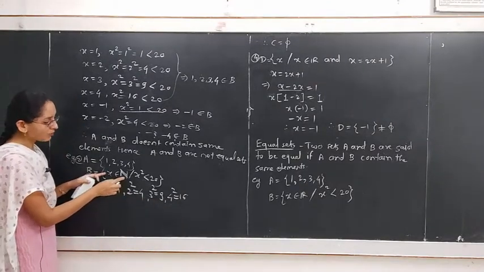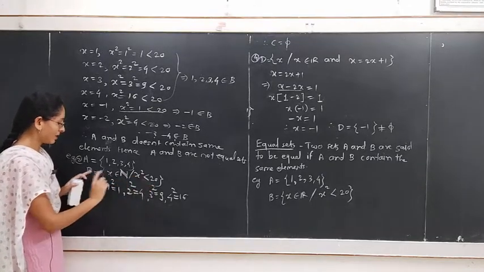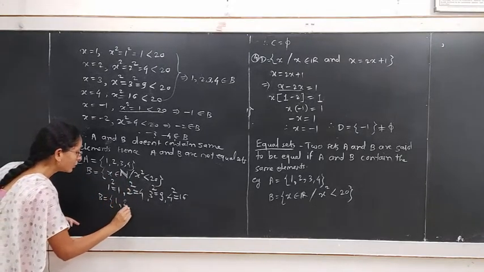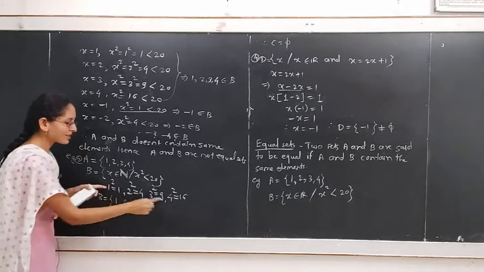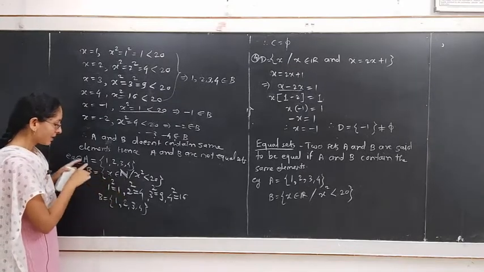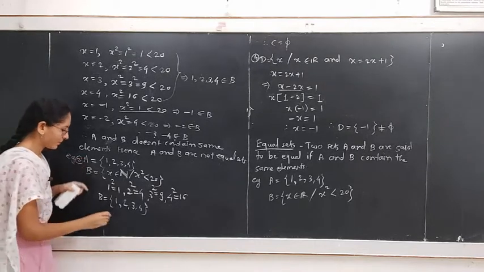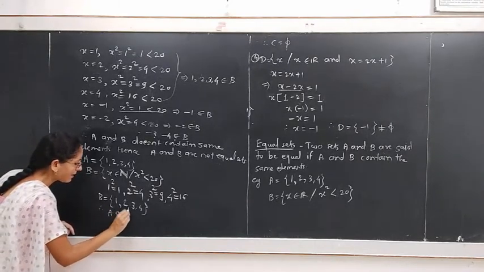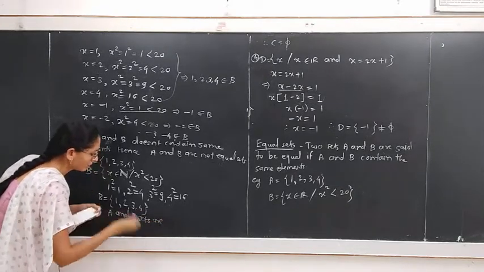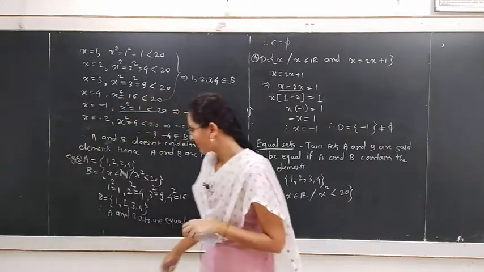If x is from the set of natural numbers and x satisfies the condition x square less than 20, then set B contains 4 elements, given by 1, 2, 3, 4, because their squares are less than 20 and they are all natural numbers. Hence, in this case, set A and set B are equal sets. Therefore, A and B sets are equal because they contain the same elements.